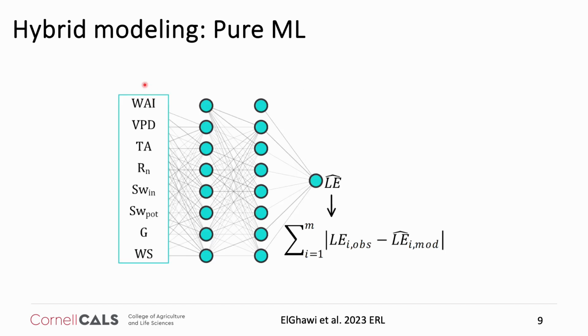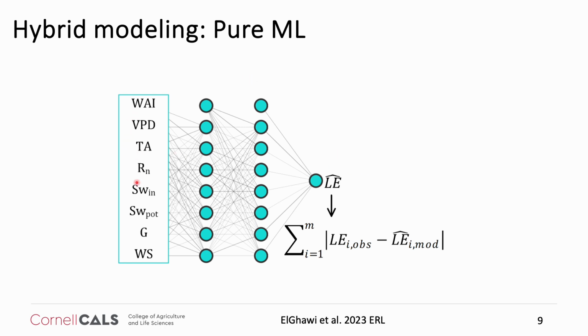To address this issue, Agui et al. proposed using a machine learning surrogate model to estimate LE directly from environmental conditions, rather than relying solely on a physics-based Penman-Monteith model that includes multiple uncertain parameters. This is a simple case of a surrogate model that is a purely machine learning model.